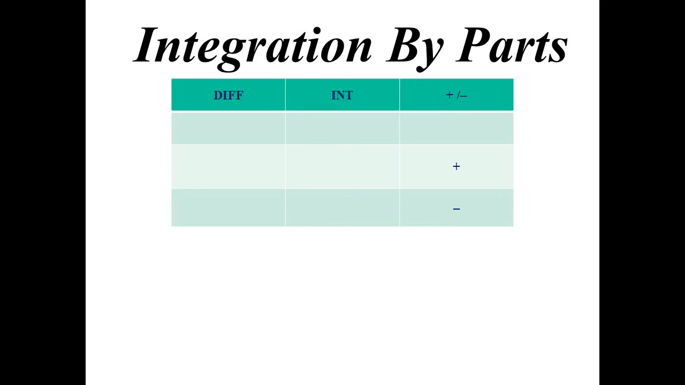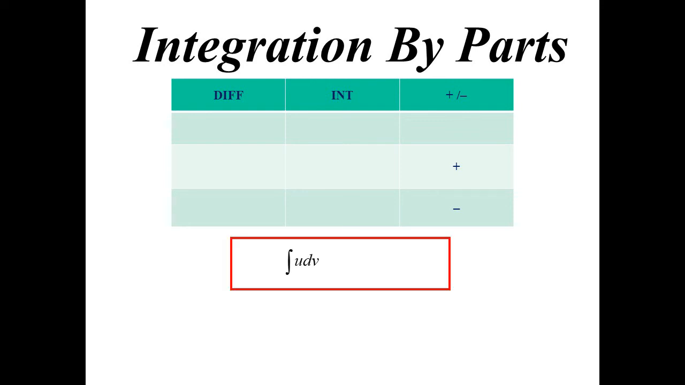I'm just going to look at an alternative way of doing integration by parts. It uses a table format. First column is differentiation, second column is integration, and the third one is curiously labelled plus minus. How does it work? Remember, we know integration by parts is the integral of u dv, which I've just written on the first line there.